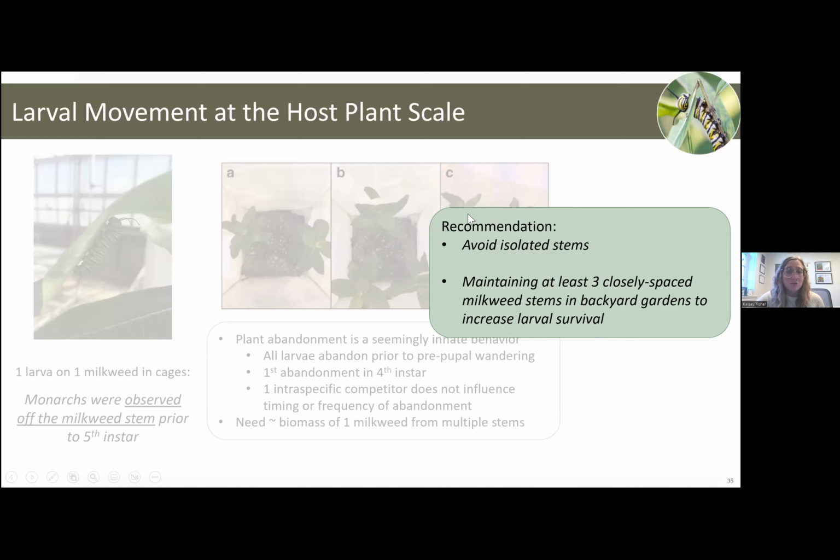But if you have the control over how many milkweed ramets are in your backyard, or how many milkweed stems are in your backyard, if you could keep 3, that would be fantastic.